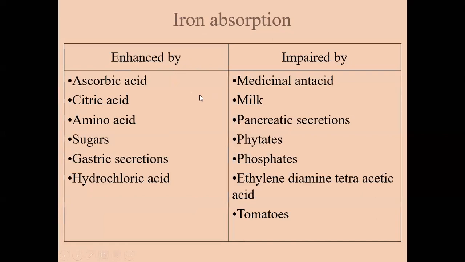This you must remember. When you take oral iron, it is an irritant to the stomach. Because of that, many prescriptions contain an antacid also, like Rantac or Gelusil. We have to tell the patient to take the antacid half an hour before food, and iron after food. Otherwise, if they take them together, there is no use. Again, iron should be taken with water, not with milk. Milk will impair absorption. Pancreatic secretion, a lot of legumes will retard, and tomatoes will also cause impaired absorption. Whereas vitamin C containing foods, sugars and hydrochloric acid will increase intestinal iron absorption.